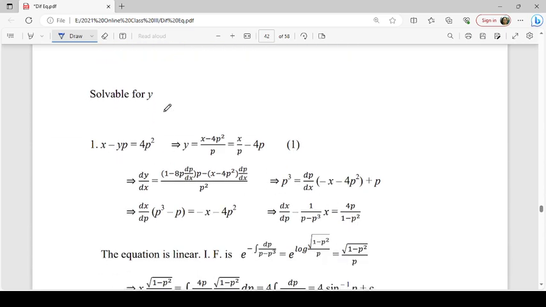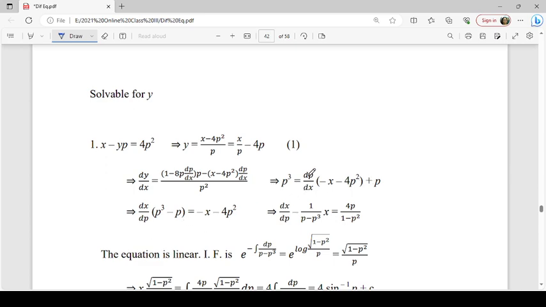Then solvable for y. So p is not factorizable here. Then what do we do? We write the left hand side only y, and the right hand side there will be p and x. So now we take the derivative. If we take dy dx, then this becomes p. After taking the derivative, this becomes a function of x and p only. No y is here. So first we are getting y as this, then we take the derivative, then we have this in terms of p and x.